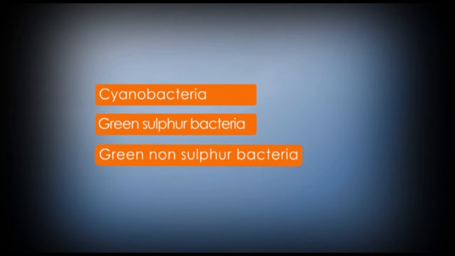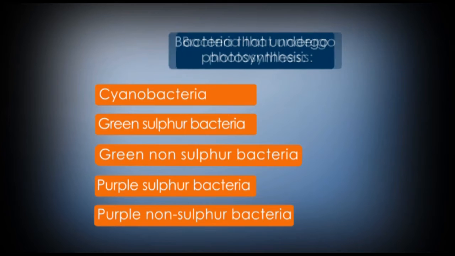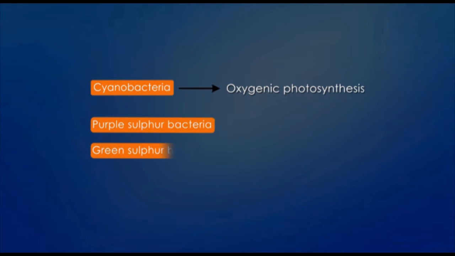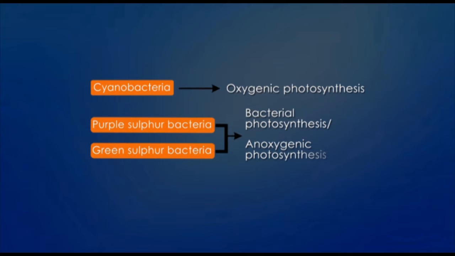Photophosphorylation probably evolved relatively shortly after electron transport chains and anaerobic respiration began to provide metabolic diversity. Cyanobacteria, green sulfur bacteria, green non-sulfur bacteria, purple sulfur bacteria, and purple non-sulfur bacteria are some of the bacteria that undergo photosynthesis. The cyanobacteria conduct photosynthesis similar to that in plants, called oxygenic photosynthesis. The purple and green bacteria conduct bacterial photosynthesis or anoxygenic photosynthesis.